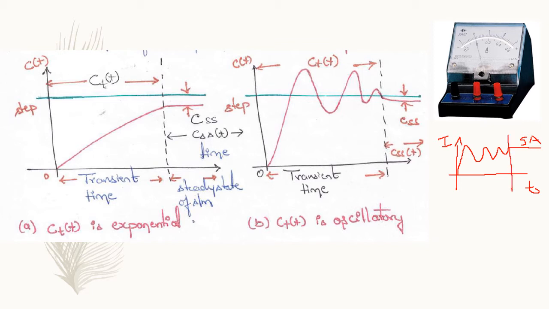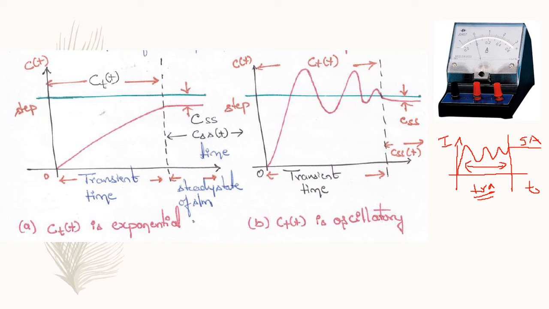Now, this oscillation is nothing but the transient period. And this stable steady value is nothing but the steady state response of the ammeter. And why we get this transient is because of the friction of the pointer. It will take some finite time to become stable.